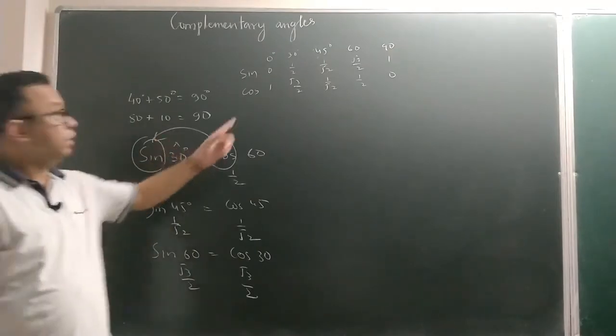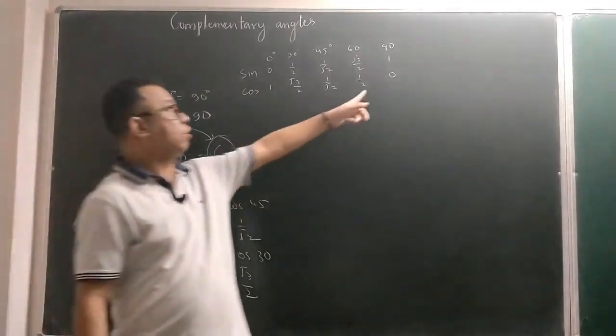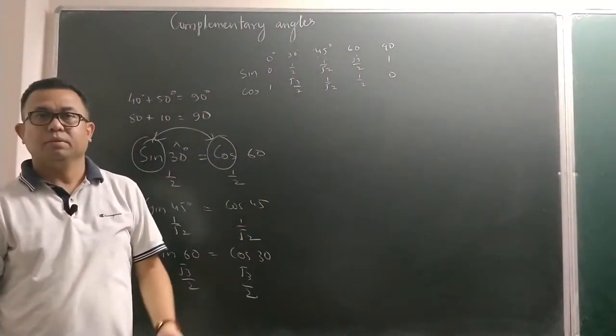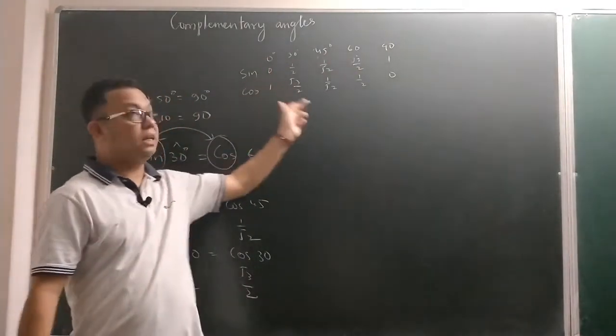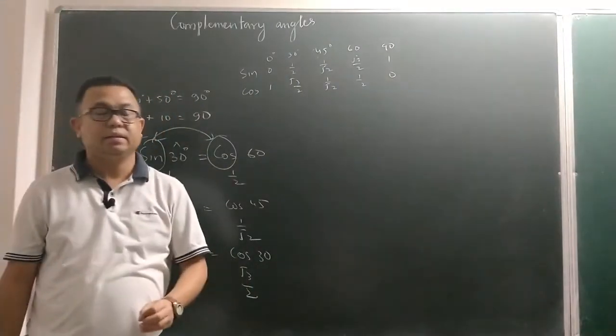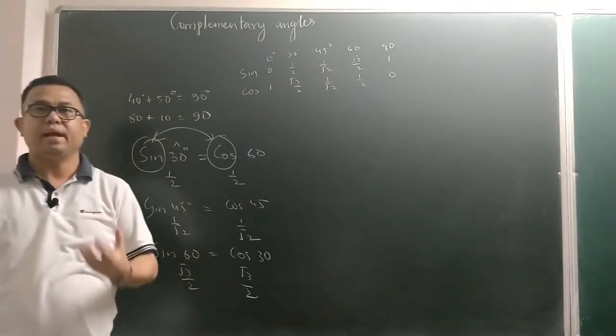Same way you can do it with 0. If you do not know what is sine 0, then you can think of 0 plus 90. Then you can say cos 90 value. Cos 90 value is also 0, sine 0 value is also 0. Similarly, what is cos 0? Same as what is your sine 90. Such kind of angle relation is what is called complementary angle ratio.